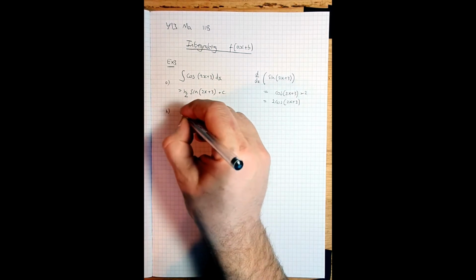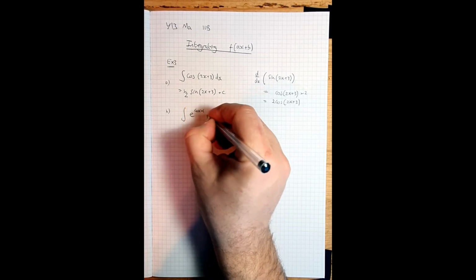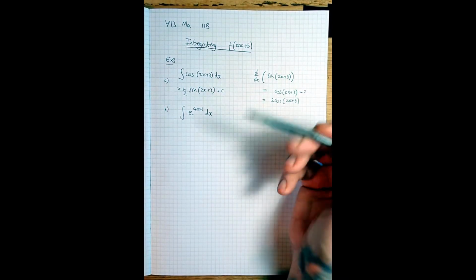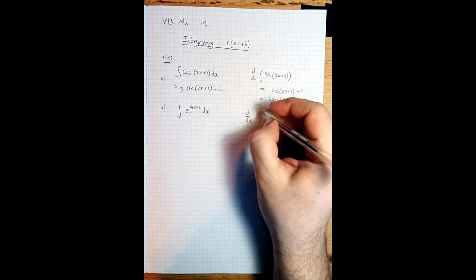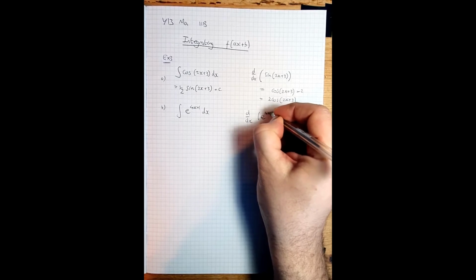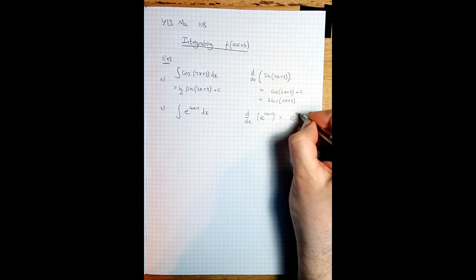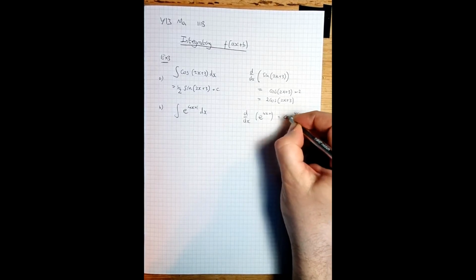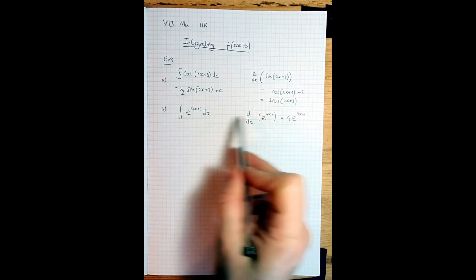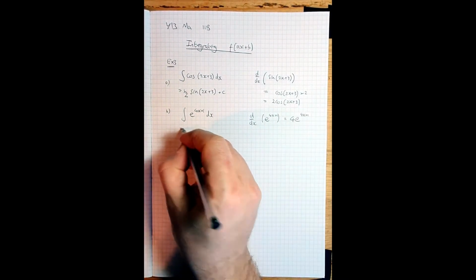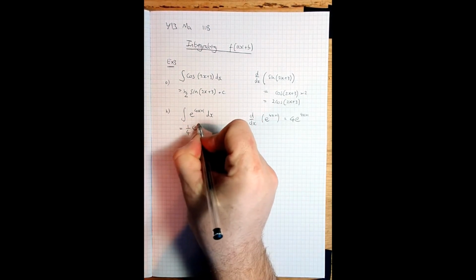Part B says the integral of e to the 4x plus 1. Well, I know that e to the x differentiates to e to the x, so consider differentiating e to the 4x plus 1. Chain rule: e to the 4x plus 1 times the derivative of the bracket, 4e to the 4x plus 1. And of course that's 4 times as big as I want it to be. So this must be a quarter of the expression that I differentiated.